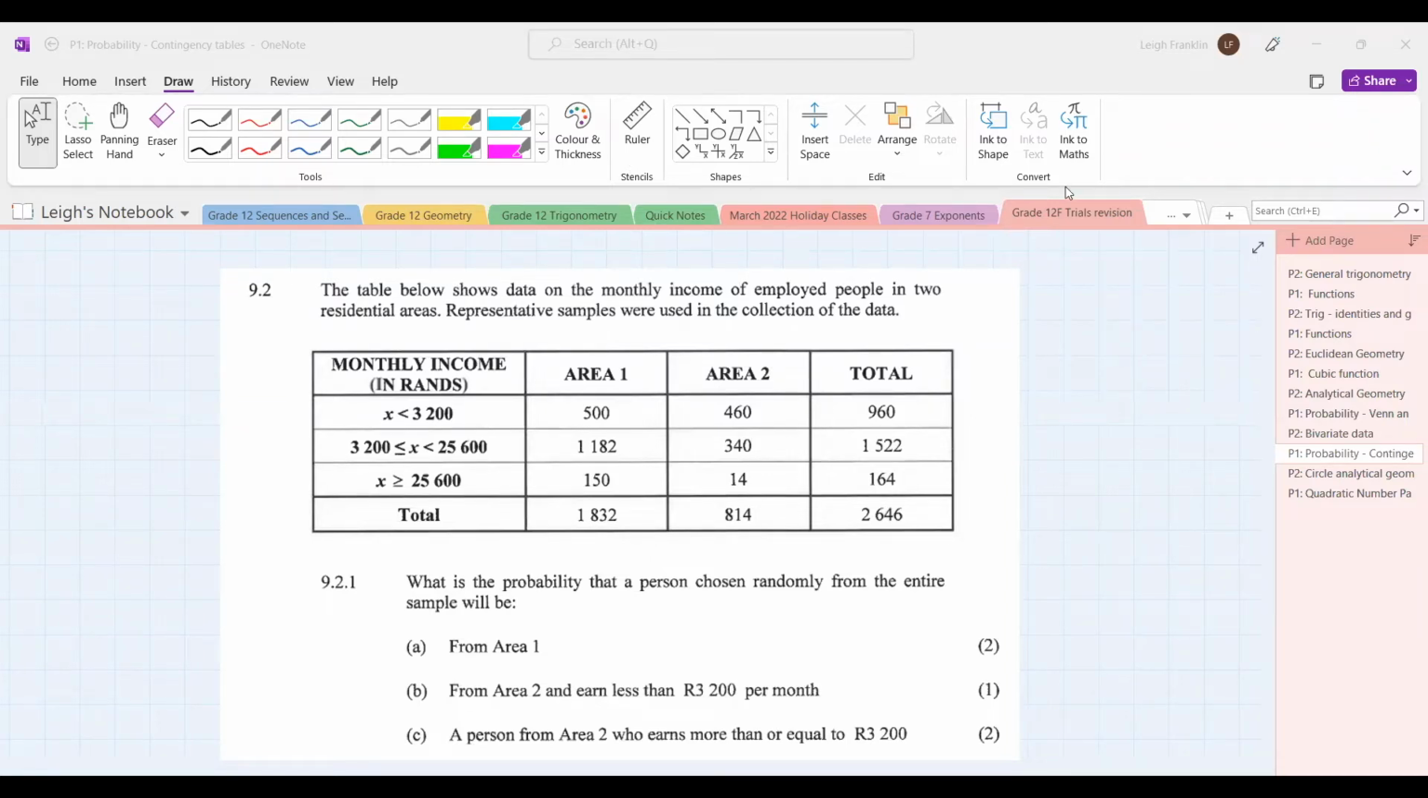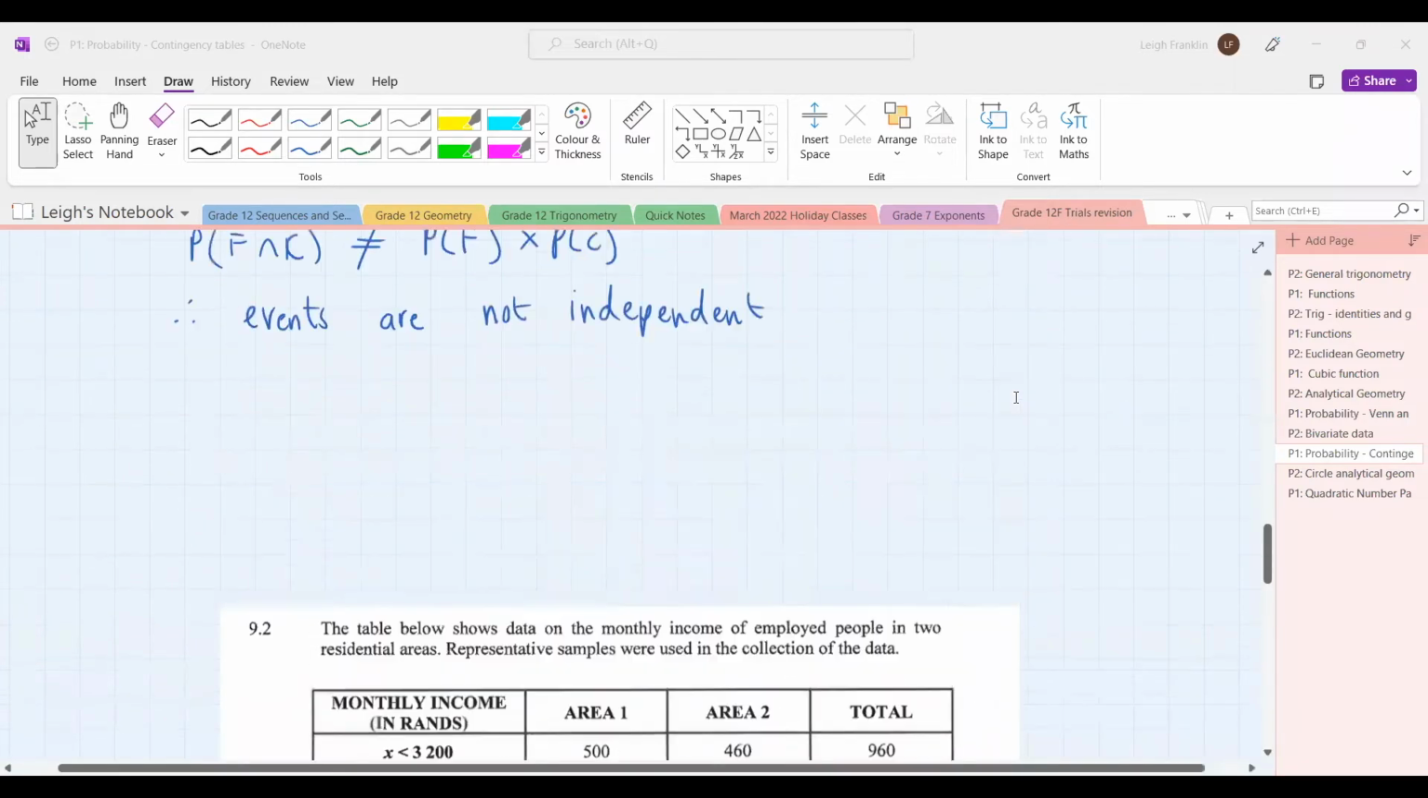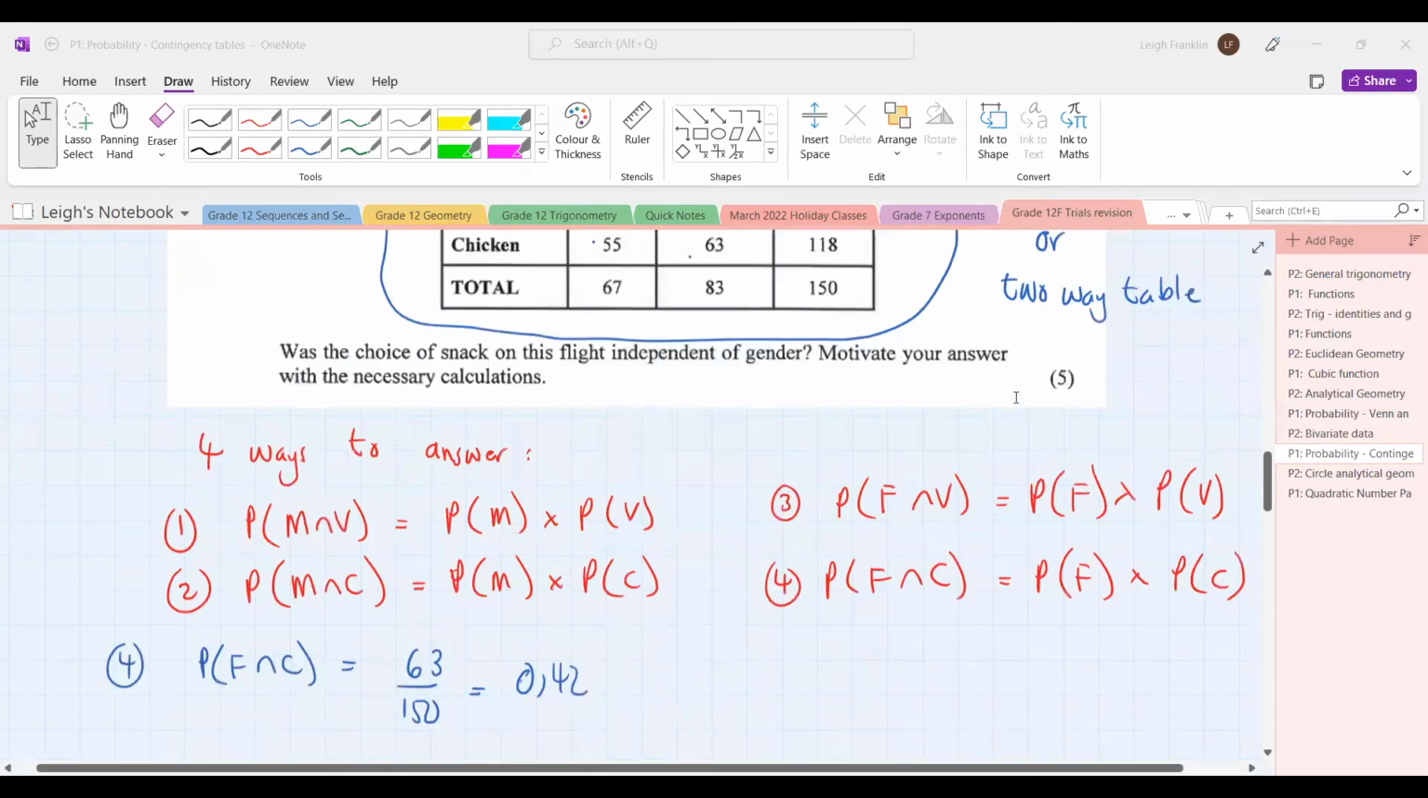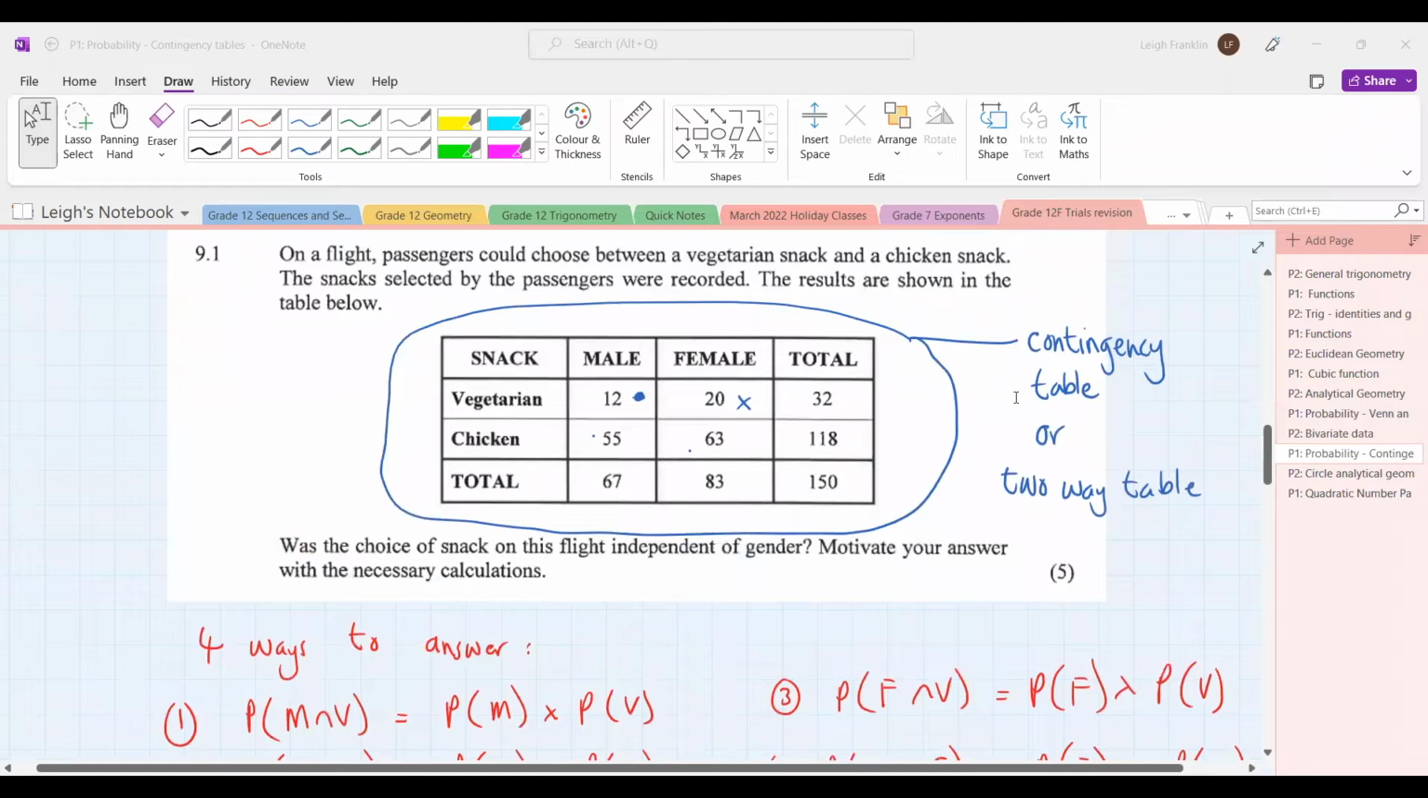Sorry, ma'am. With the question that we just did, you said we have 4 ways to answer the question, right? So with the two-way table, depending on how many columns they give us, do we always have multiple ways of answering it? Absolutely. So is your name Monde? Did I pronounce that correctly? Yes, ma'am. Good, thank you.